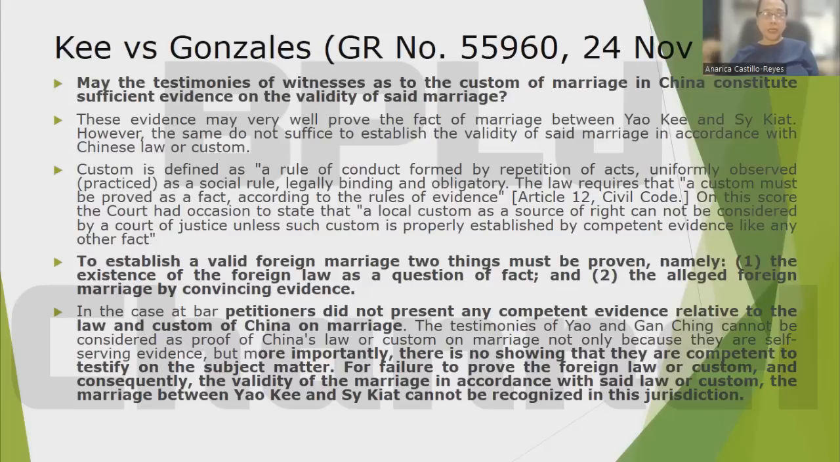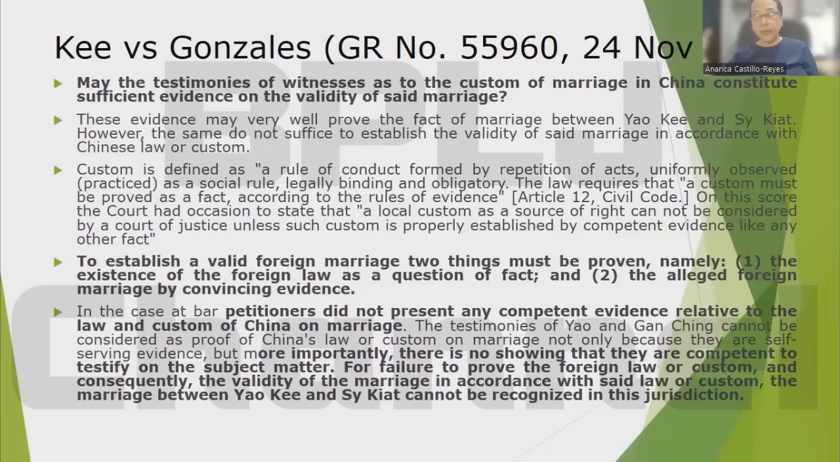Okay? Now, in that case, the Supreme Court defined what custom is. It is a rule of conduct formed by repetition of acts, uniformly observed as a social rule, legally binding and obligatory. The law requires that a custom must be proved as a fact according to the rules of evidence. A local custom as a source of right cannot be considered by a court of justice unless such custom is properly established by competent evidence like any other fact. That is the main difference between custom and law as a source of right.